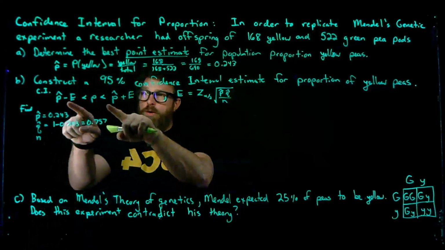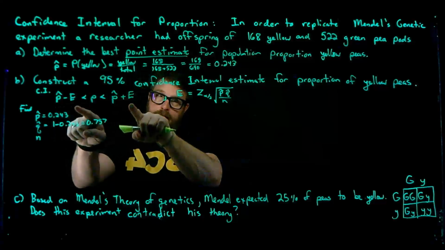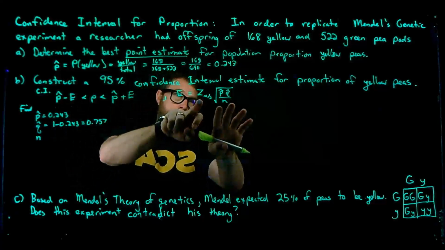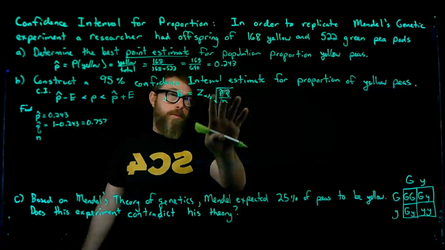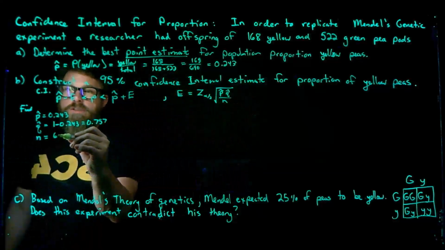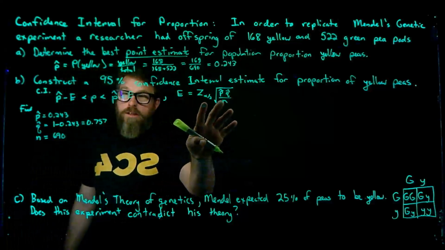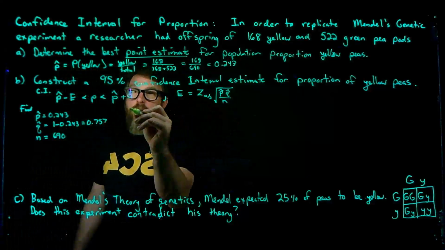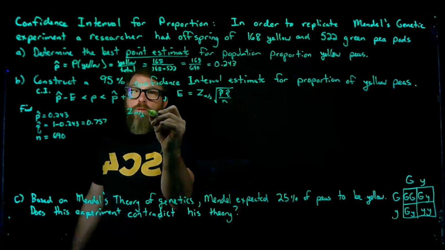So really what I'm doing is I know I need p hat, and then I need E. Now E is built of a z-score plus I'm going to need p hat, q hat, n. So I'm going to have to find all these values, which is what I'm doing right now. So n is going to be equal to 690. Now I'm also going to need to know that z-score. So I'm going to need to know what is z alpha over 2.